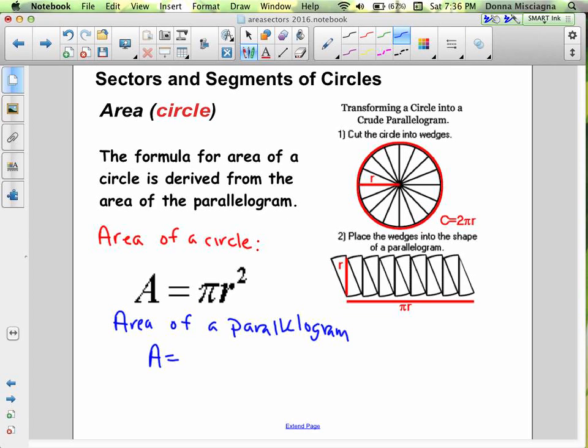is equal to the base length times the height. And that height is that vertical distance. So base and height have to be perpendicular to one another. All right, so here we have our parallelogram created by the wedges from the circle. Our base is this length here.